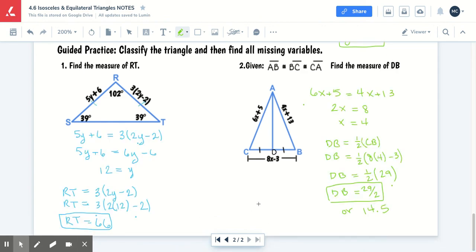Alright, welcome back. So on the first one, the value of y was 12, and so therefore RT was 66. On the second one, the value of x was 4, and so the value of DB was 14.5.